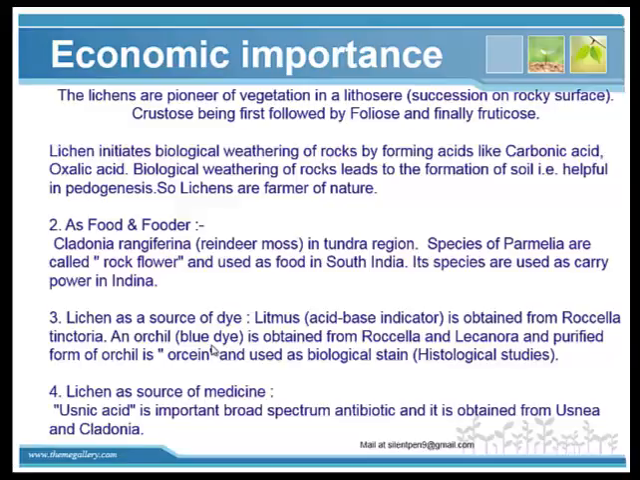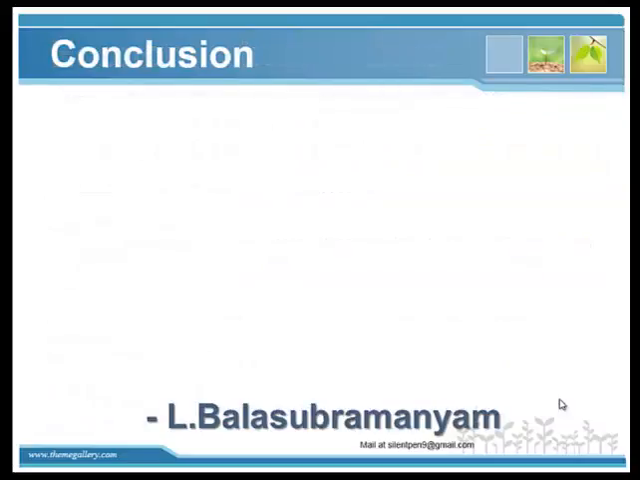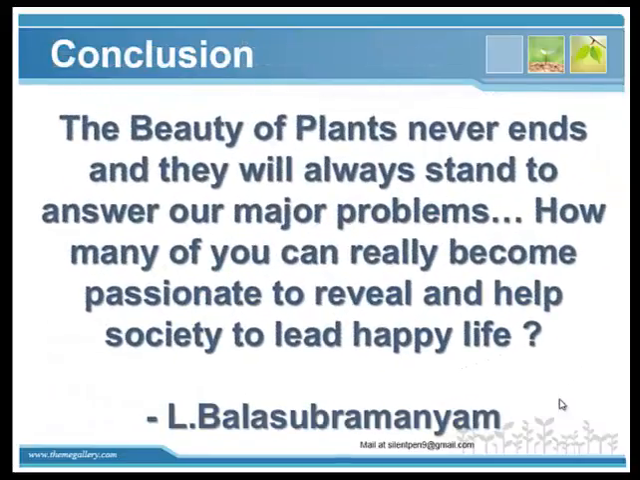And next, lichen is an important source of medicine. Certain medicinal properties are also found in some species called Usnea and Cladonia. I think that's it. Let me give you a conclusion for this. The beauty of plants never ends, and they will always stand to answer major problems. How many of you can really become passionate to reveal and help society to lead a happy life?